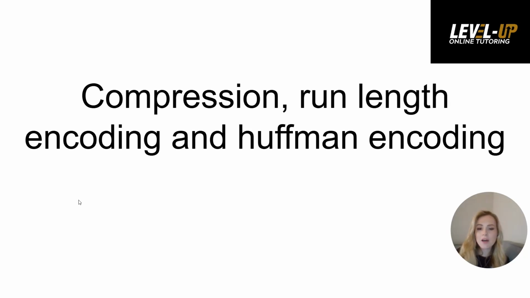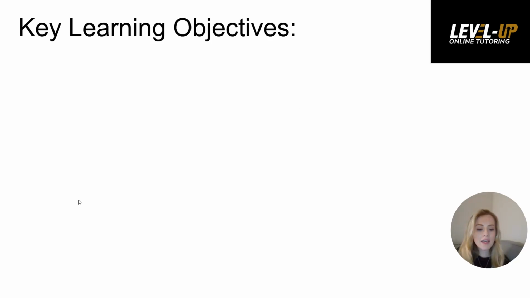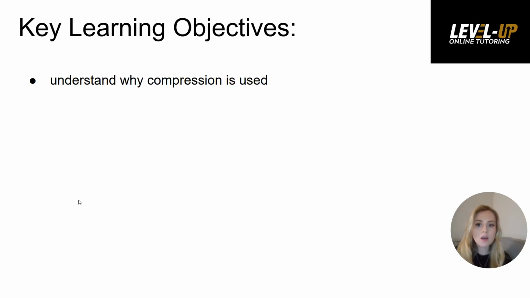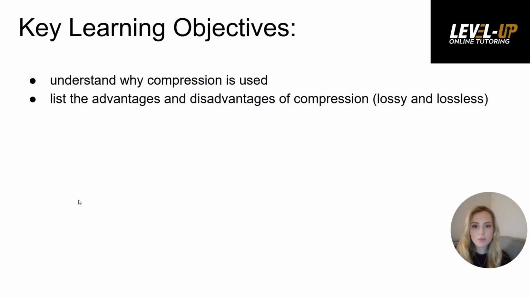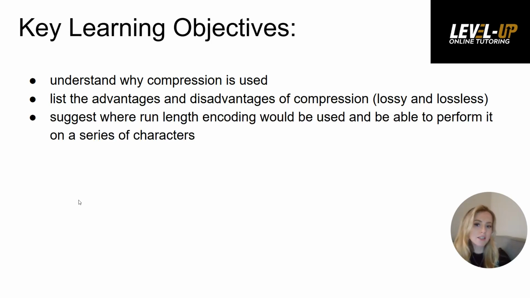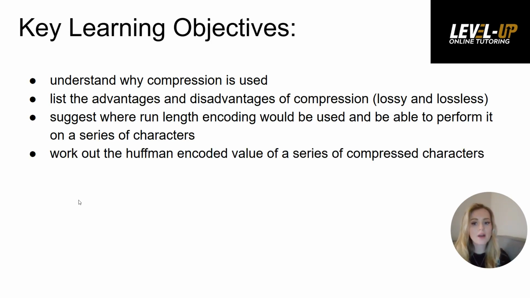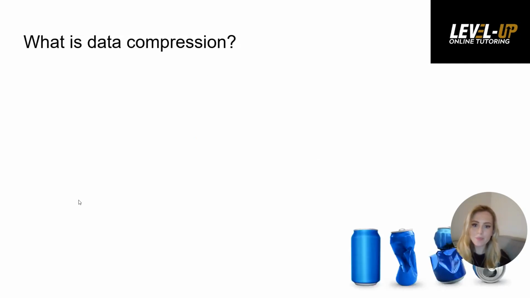Today we are looking at all things compression, why we use it, and the different types. So we are looking at compression, run length encoding, and something called Huffman encoding. Our key learning objectives today are understanding why we use compression, advantages and disadvantages of the two different types, so lossy and lossless, suggest where we would potentially use run length encoding, and also work out a Huffman encoded value and compare it against ASCII.